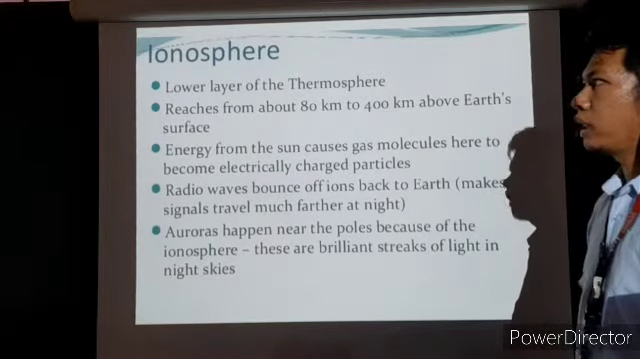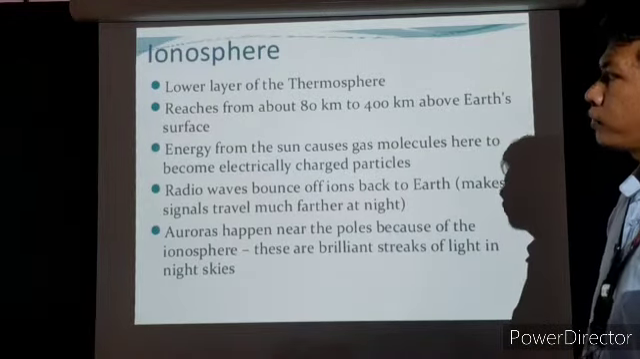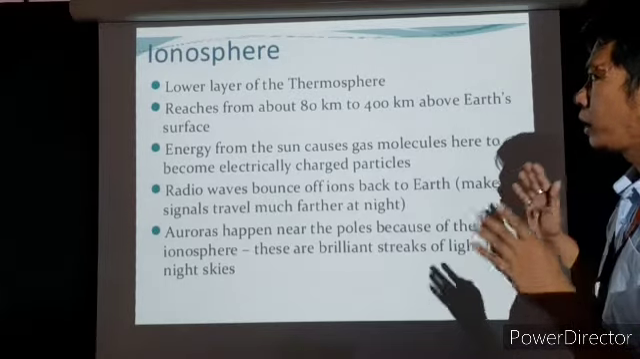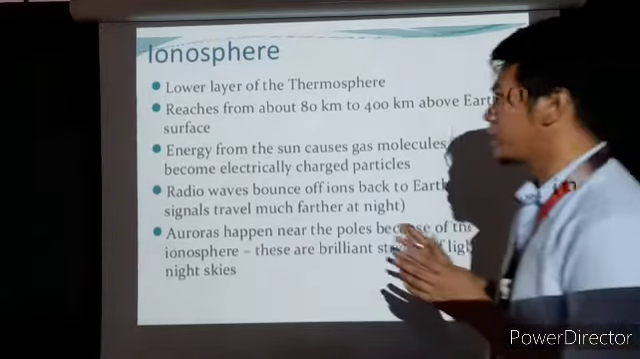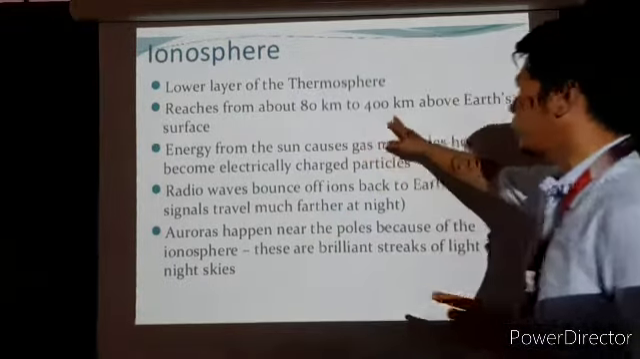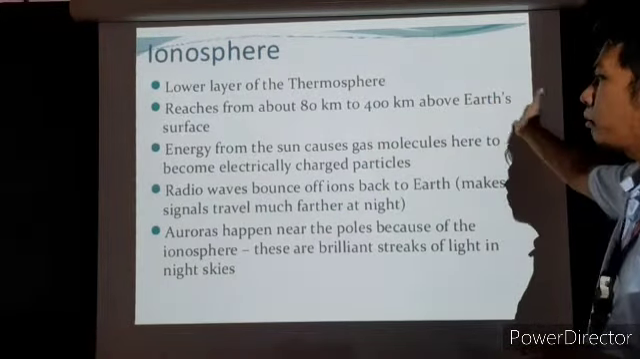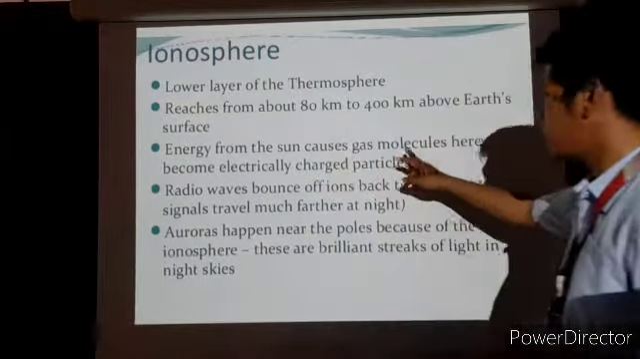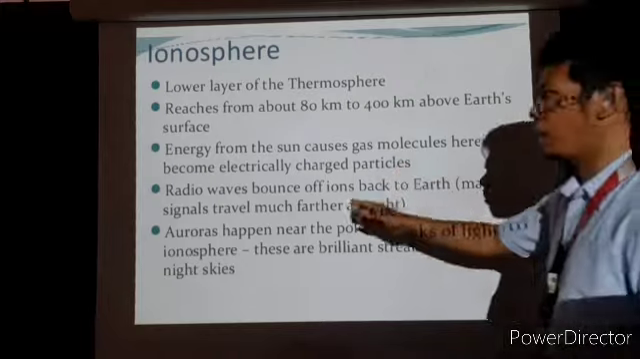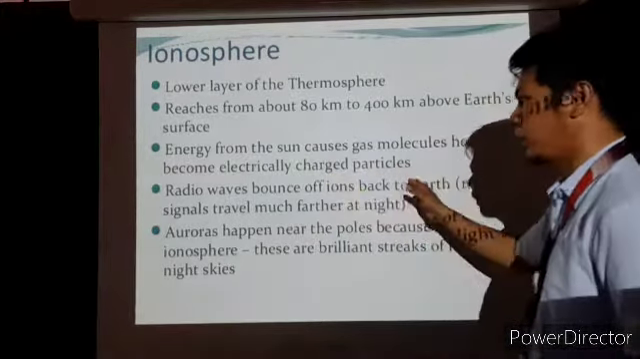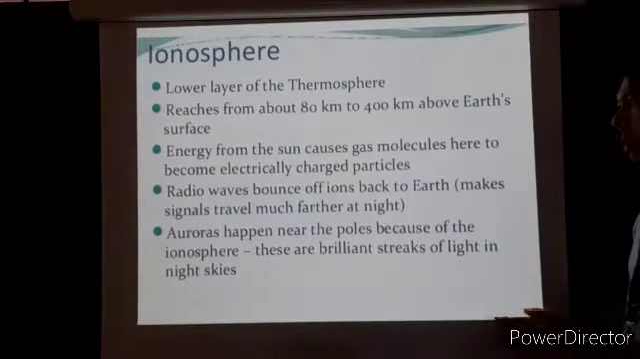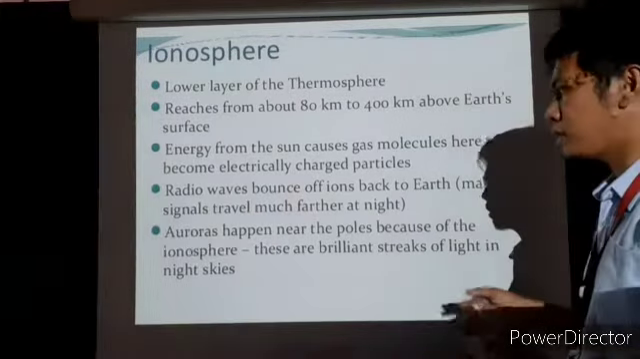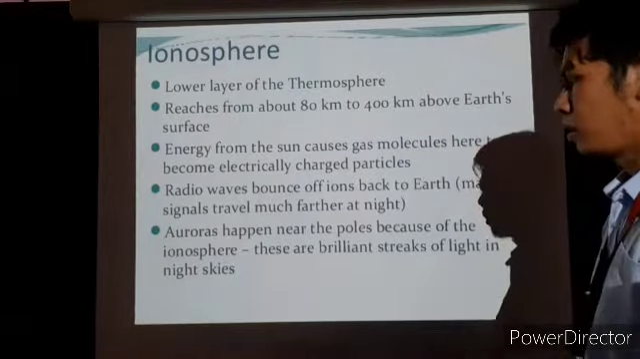So we have the ionosphere, the lower layer of the thermosphere, which reaches from about 80 km to 400 km above the Earth's surface. Energy from the sun causes gas molecules here to become electrically charged particles. Radio waves bounce off ions back to Earth. Signals travel much farther at night.